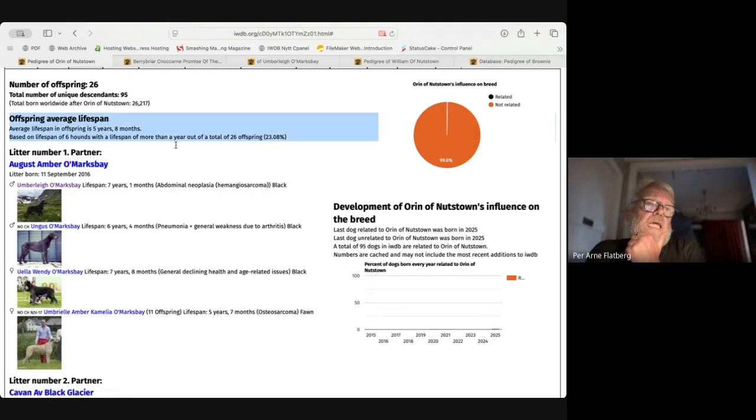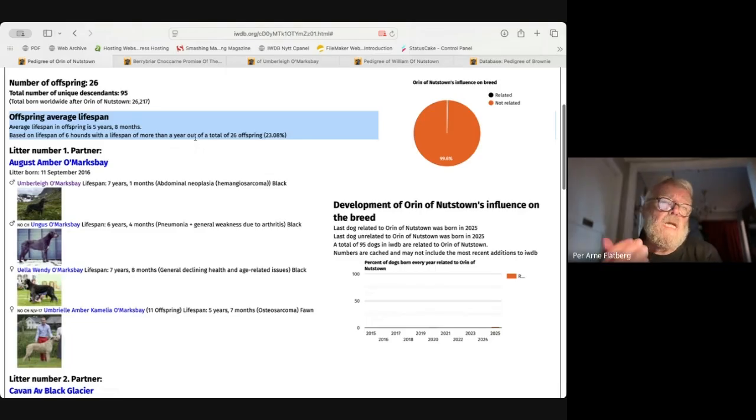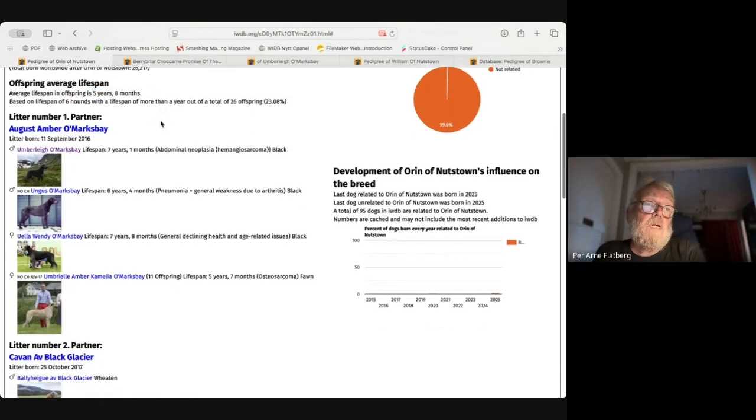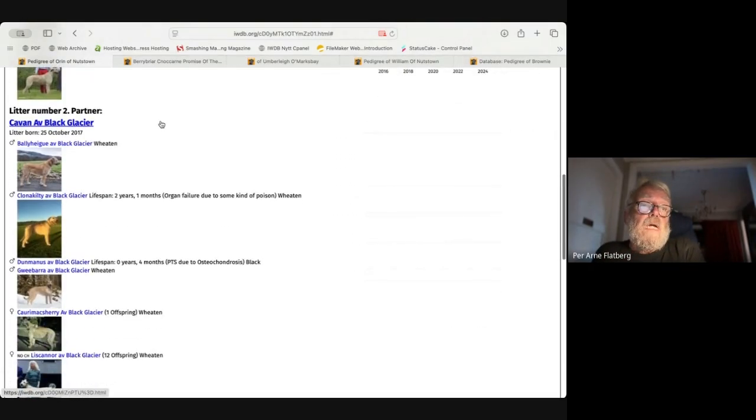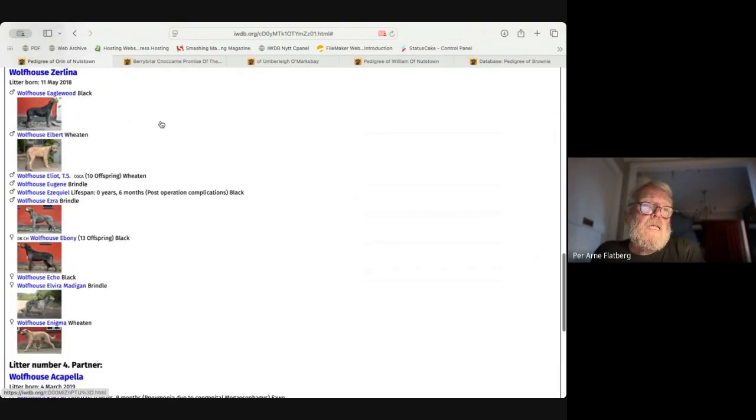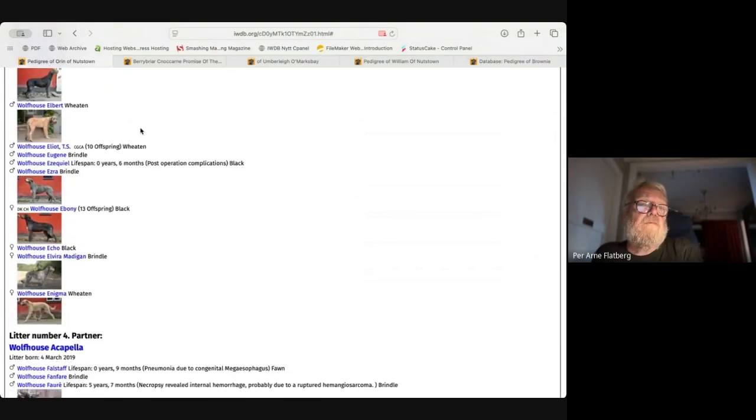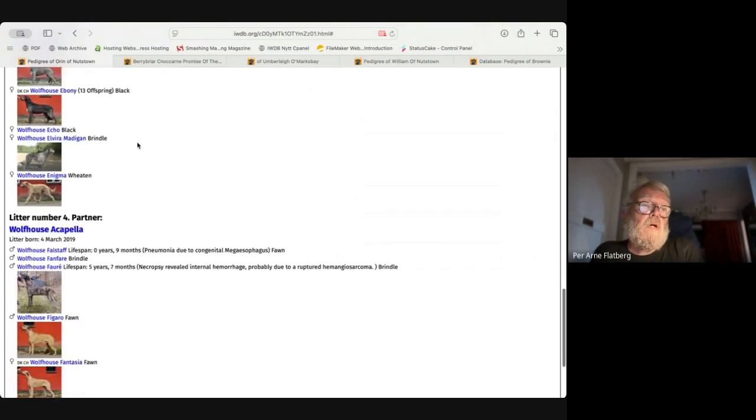What I find interesting here is this part, where the average lifespan of offspring is 5 years and 8 months. And that's based on the lifespan of 6 hounds with a lifespan of more than a year, out of a total of 26 offspring. That's really not enough to draw any conclusions. You need information on more dogs than just 23%. But altogether, I would say that it seems like he hasn't quite lived up to his promise when it comes to longevity.